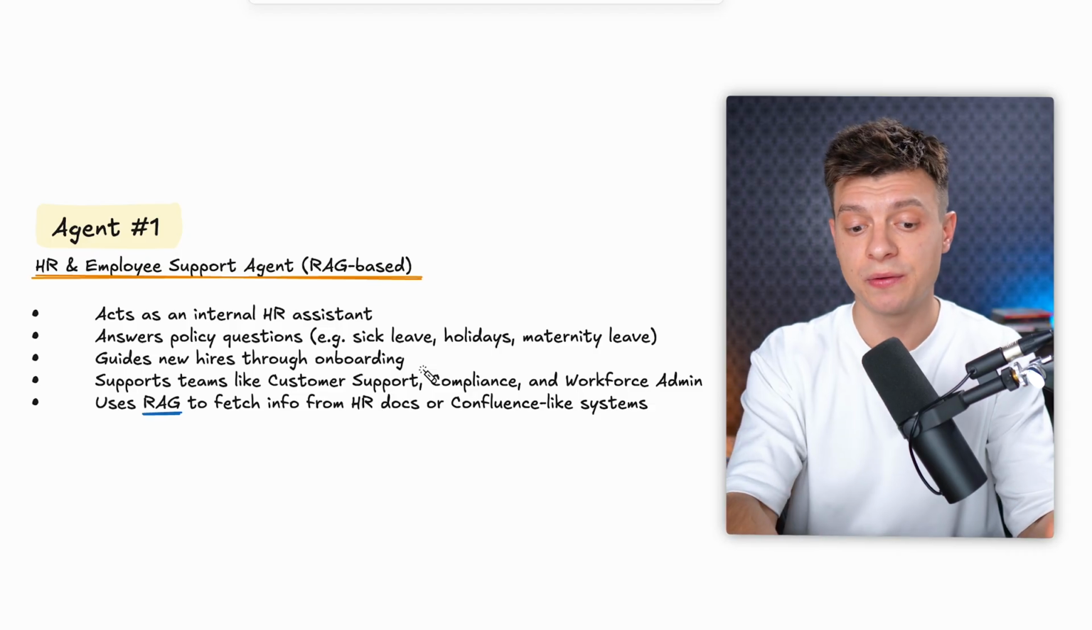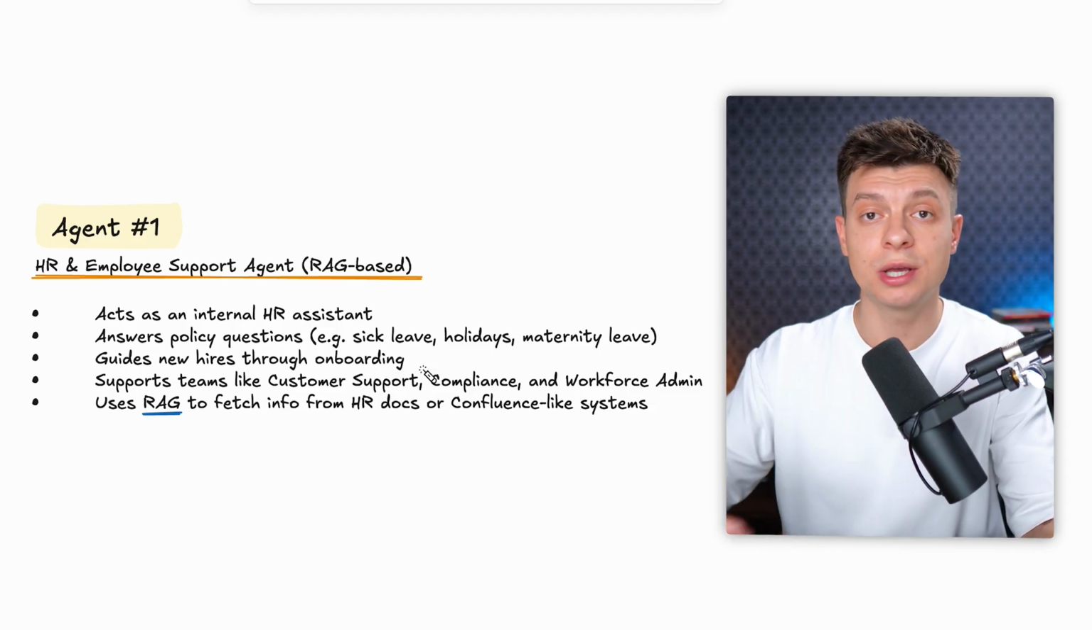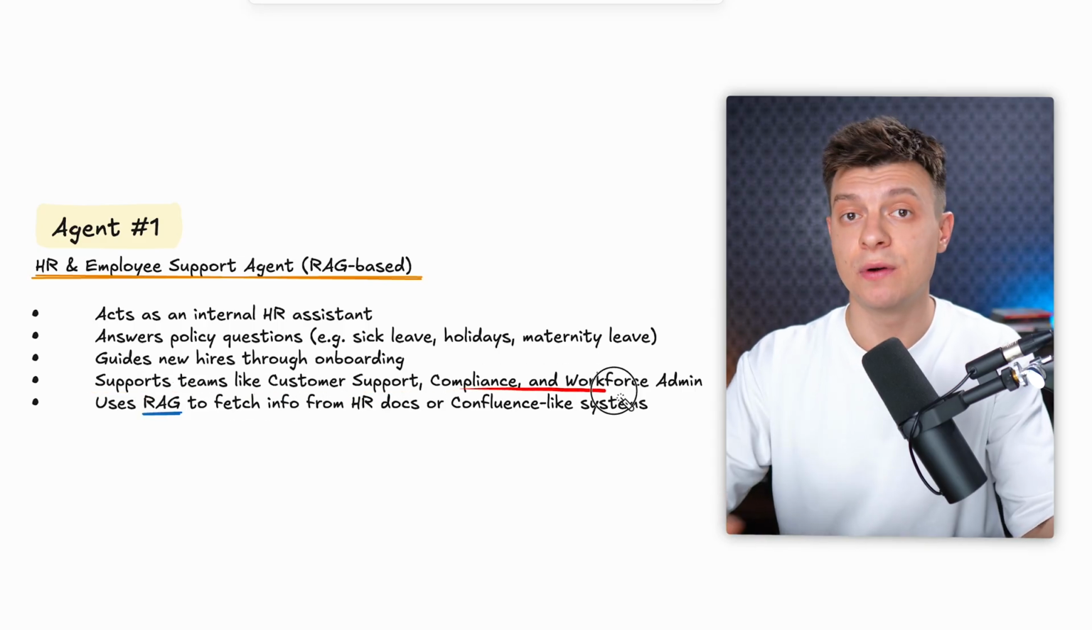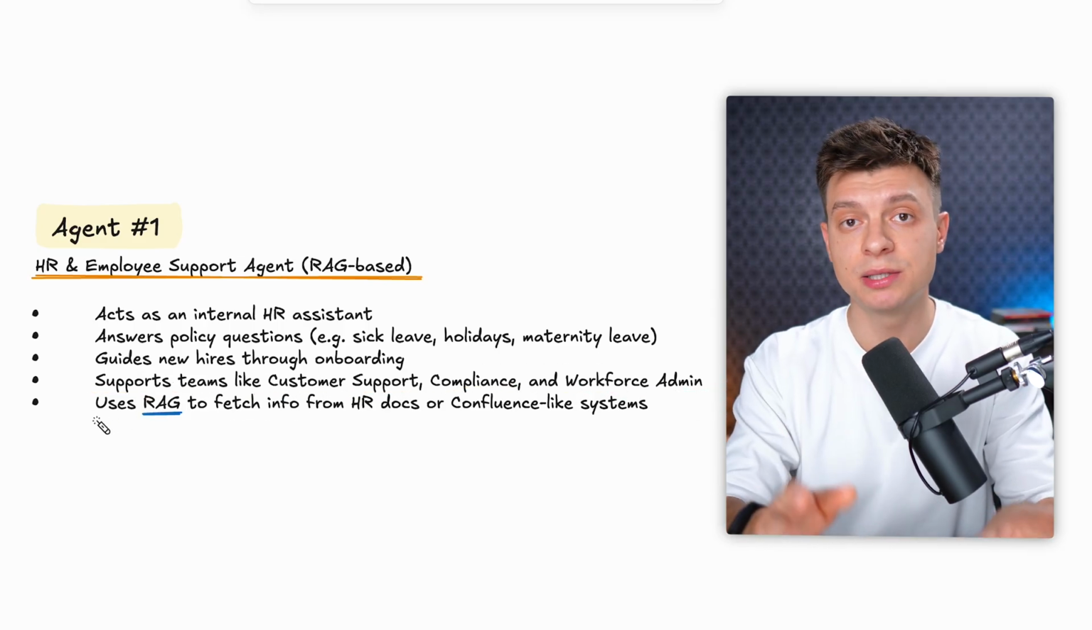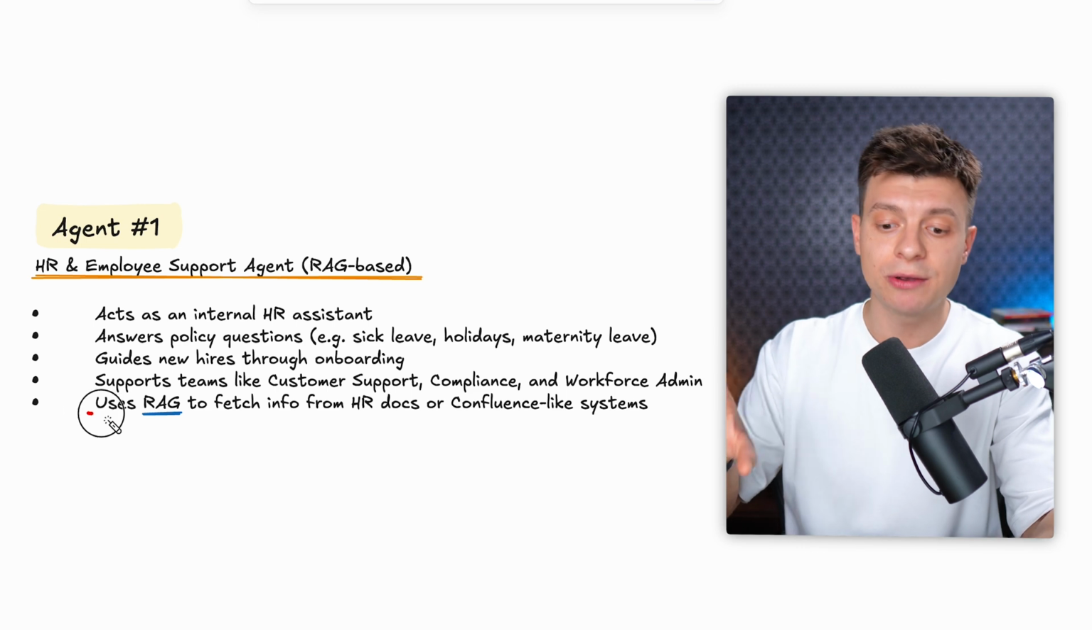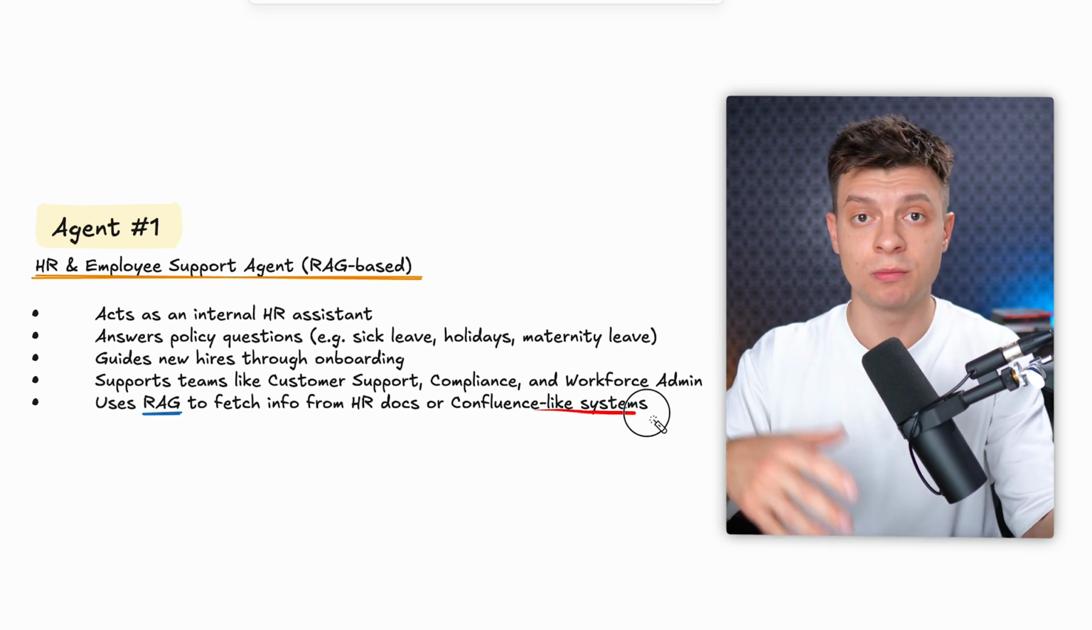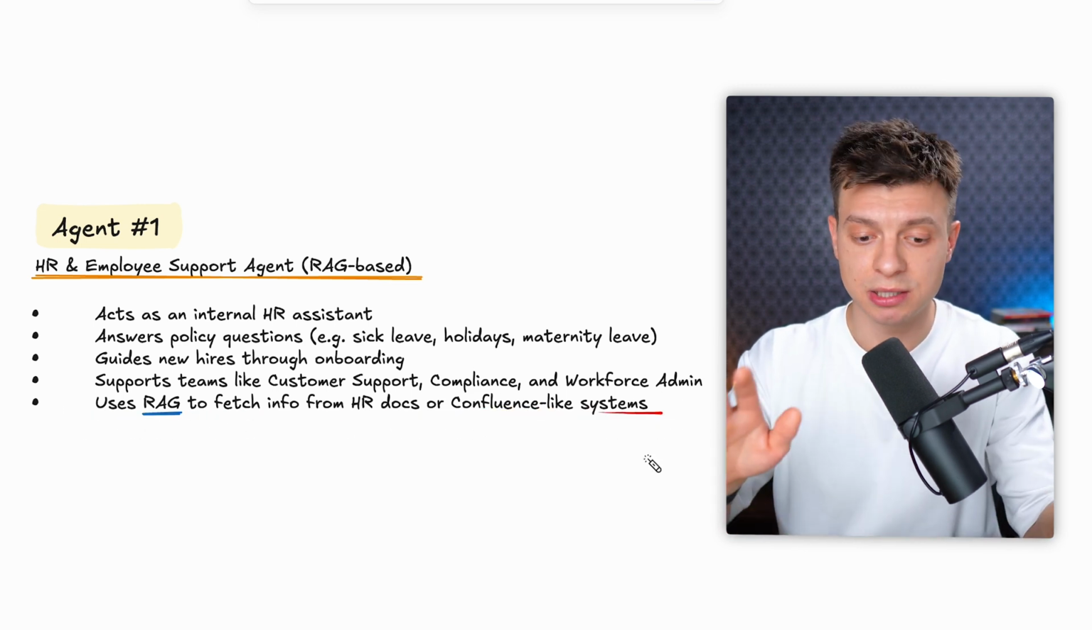Then, instead of searching through Confluence or long internal documents, employees can just ask the bot and get the info instantly. And all of that will be built using RAG, so it can pull accurate answers straight from internal documentation. Very easy build. It will take us only a few minutes.